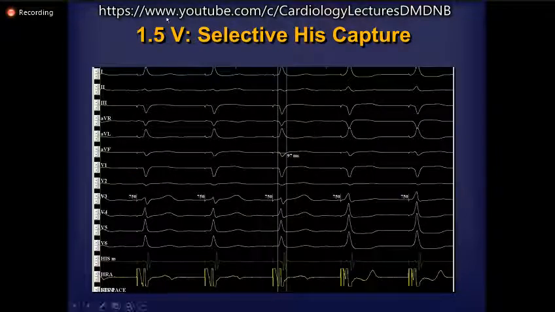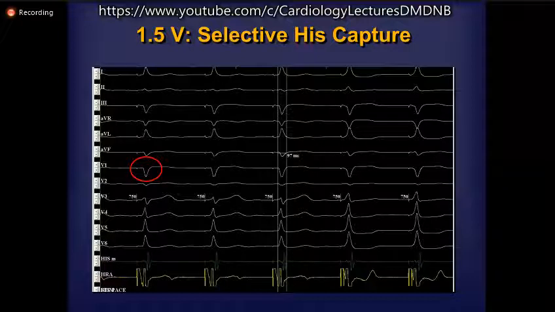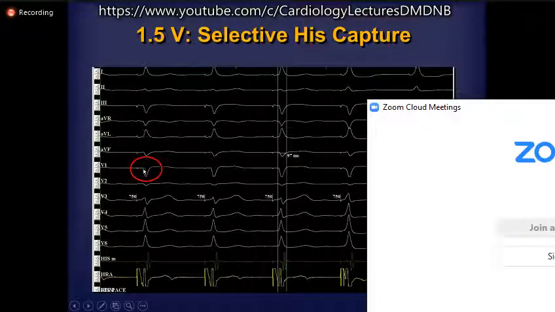Now, as you reduce your output and come to 1.5 volts at a particular time, you lose myocardial capture and you just get to selective His capture. Now, look at this again in V1. After your initial pacing artifact, there is this isoelectric interval, which is corresponding to your HV interval, and then your normal looking narrow QRS with a duration which is close to your initial native QRS.